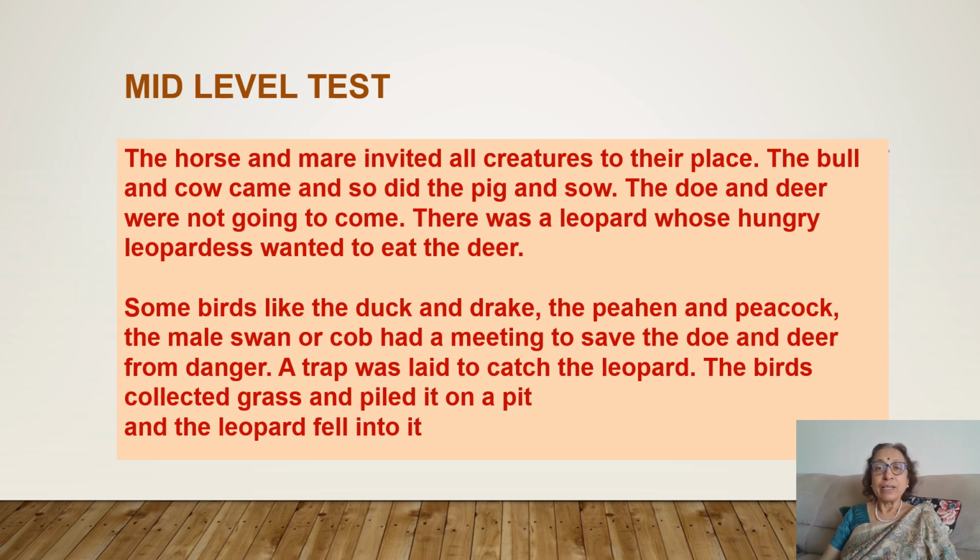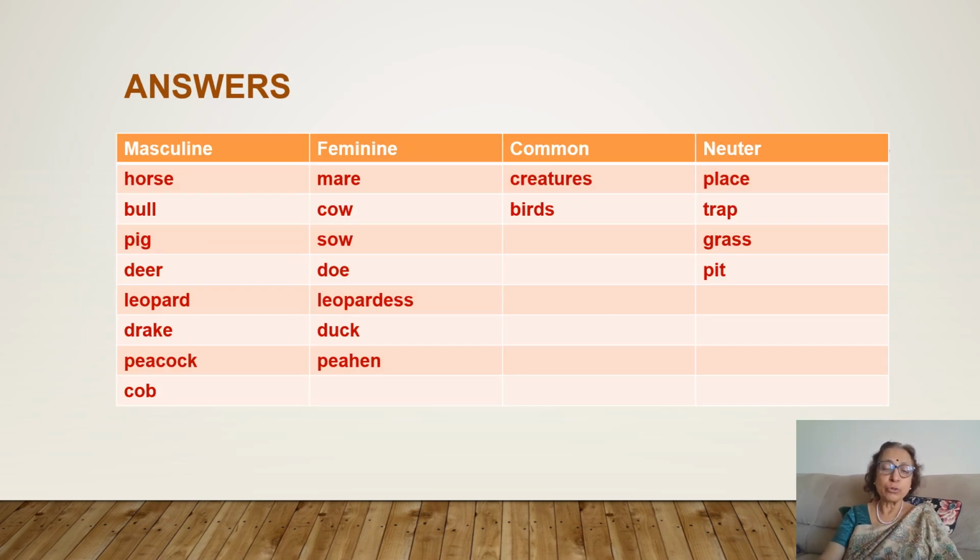So we have these many nouns, most of them talking about birds and animals and their genders. Some may be common and some may be neuter. Do the exercise before moving on to the answers. I already told you horse or stallion, masculine, mare, feminine, first sentence. Invited all creatures is common, to their place. Place may be a stable for horse, but or we can talk about their houses.